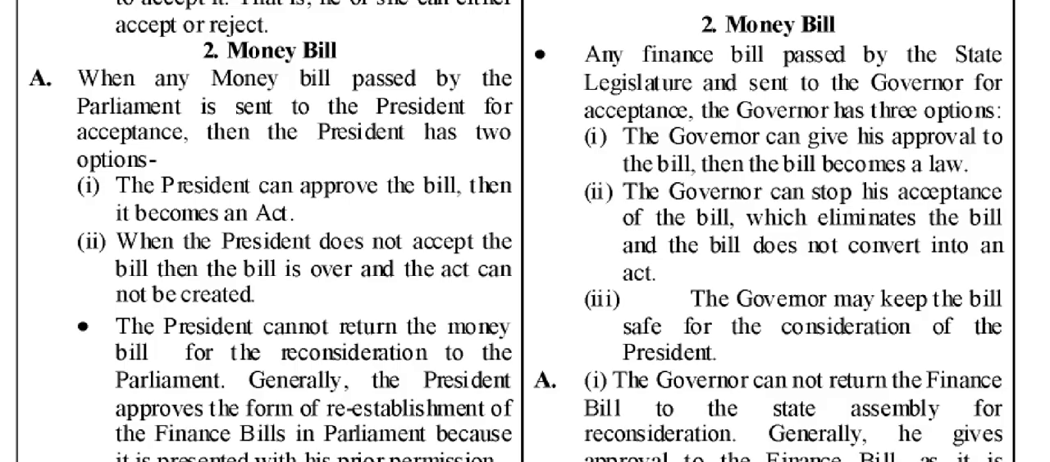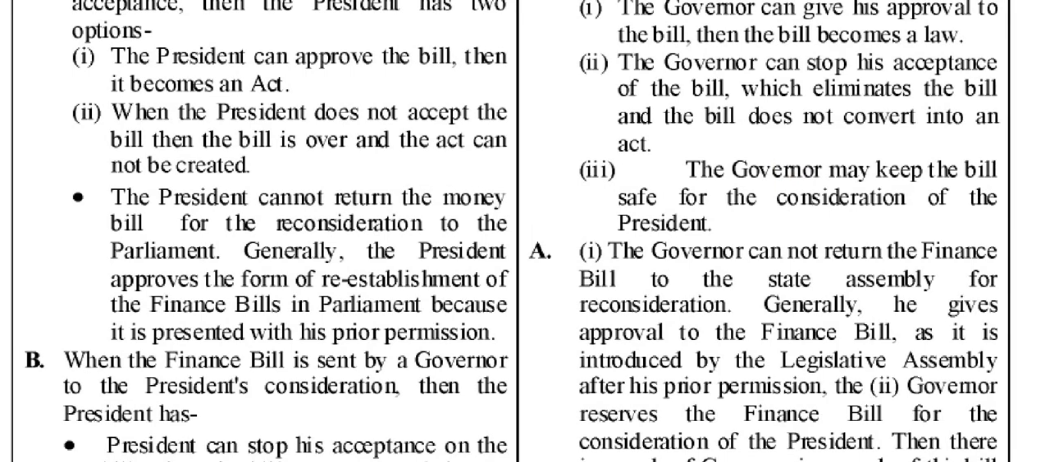Money bill. When any money bill passed by the Parliament is sent to the President for acceptance, the President has two options. The President can approve the bill, then it becomes an Act. When the President does not accept the bill, then the bill is over and the Act cannot be created. The President cannot return the money bill for reconsideration to the Parliament.